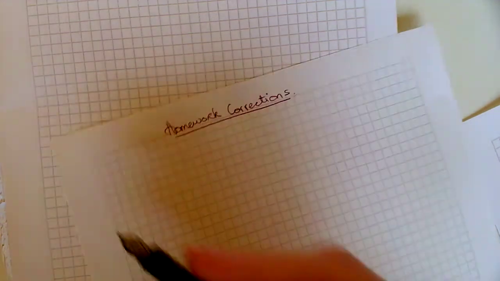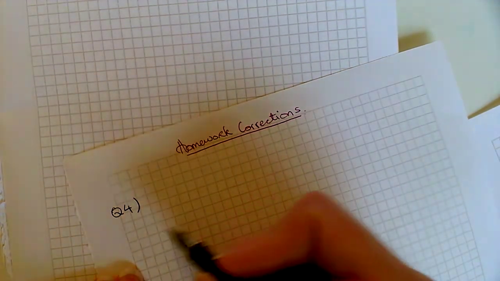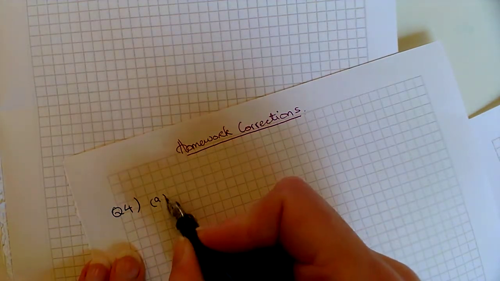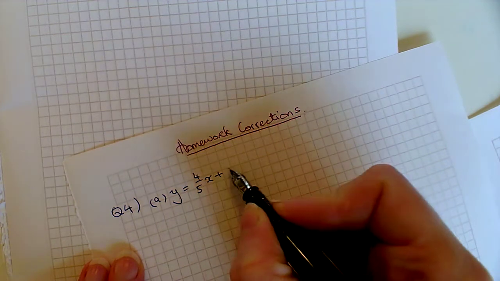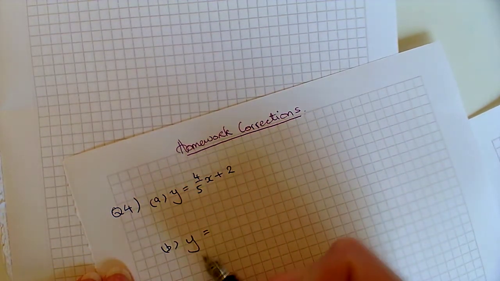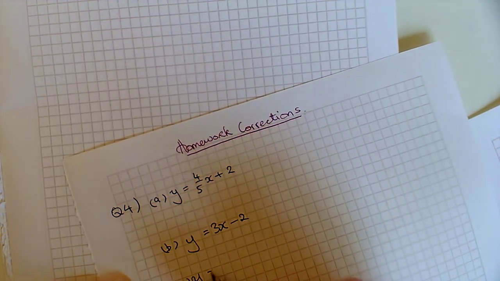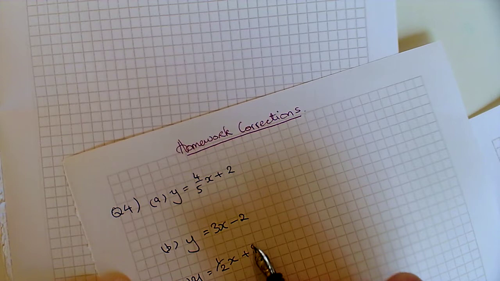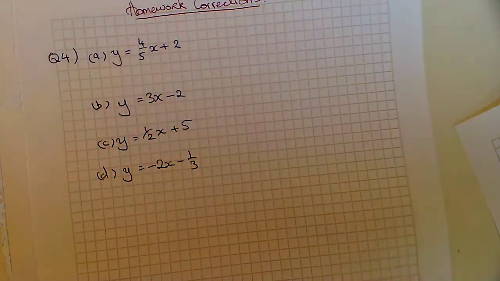So question 4, excuse me, we're asked to write down the slope and the y-intercept of the following lines. Let's look at them here. Y equals 3x minus 2, y equals 1/2 x plus 5, y equals minus 2x minus 1/3. And we want to write down the slope and the y-intercept.